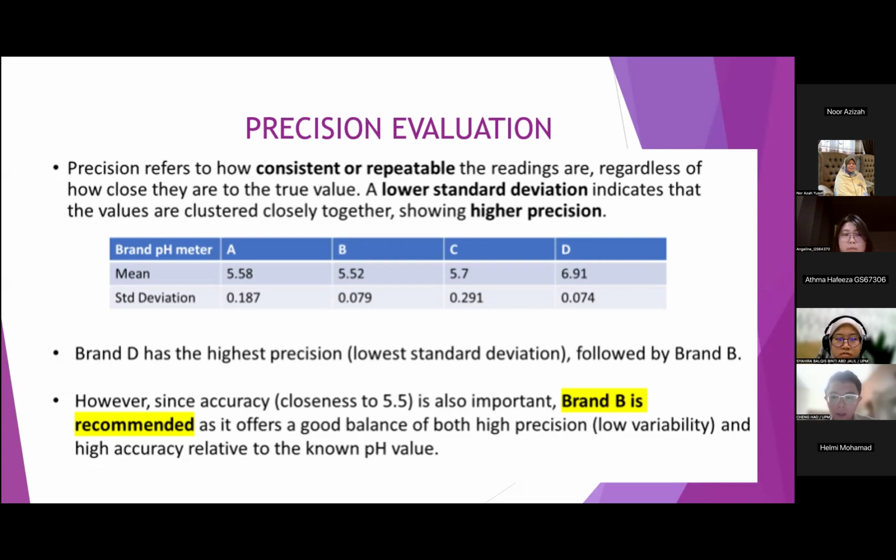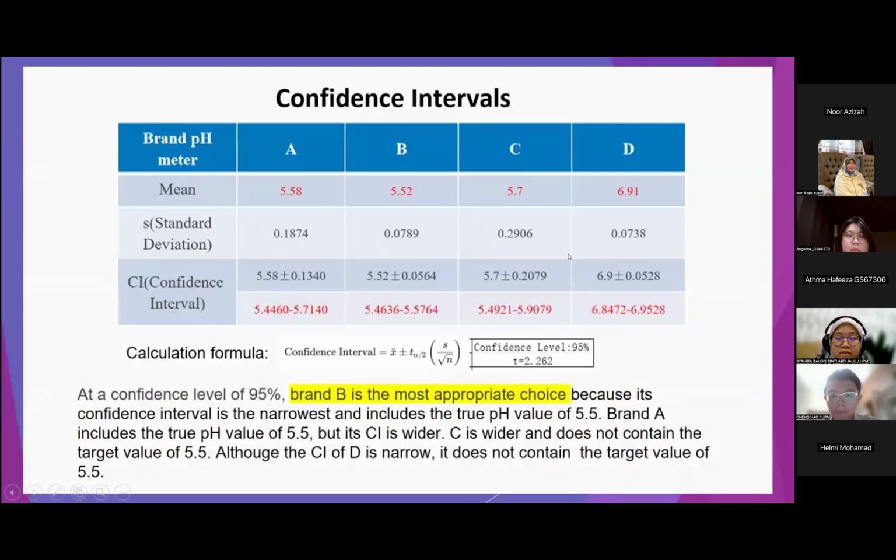Hello everyone. Let's talk about which pH meter is more suitable from the confidence interval. At a confidence level of 95% and 9 degrees of freedom, the value of t is 2.262. The confidence interval is equal to the sample mean plus or minus t multiplied by the ratio of the standard deviation to the square root of n.